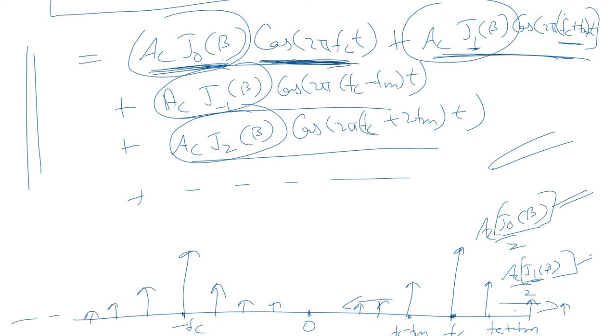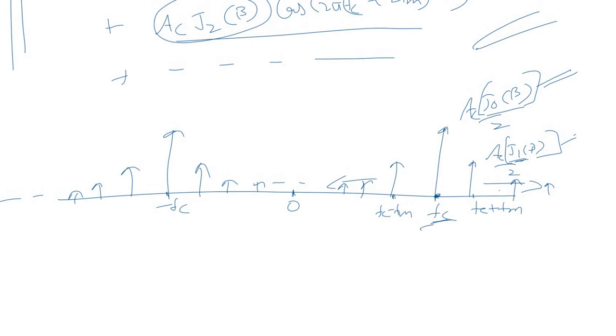Right, so there will be infinite such components, but the components at the carrier frequency and the components nearby the carrier frequency are, you can say, a bit significant, and all the other parts have very poor strength.